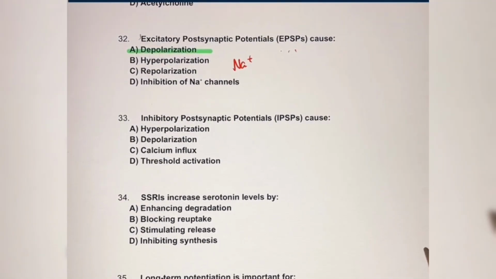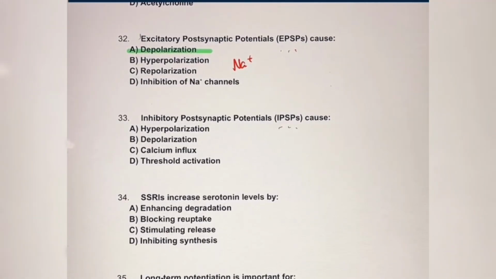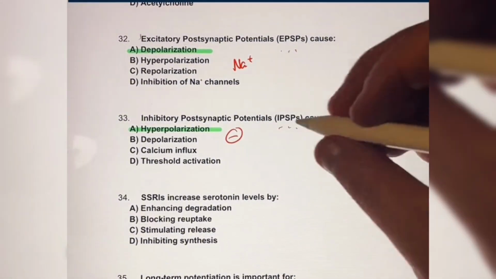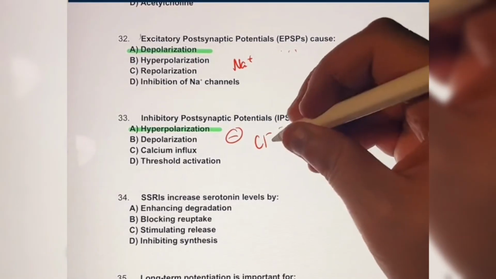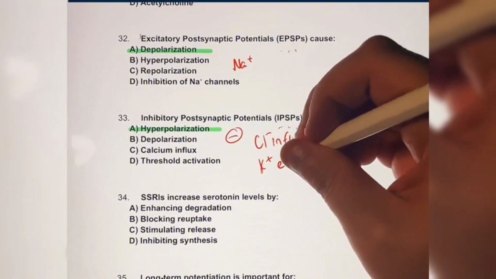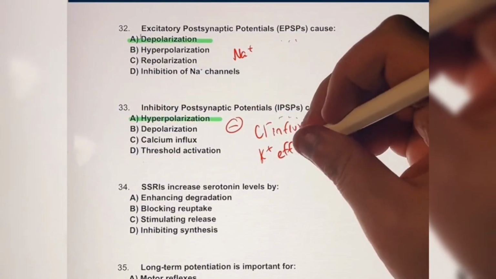Number 33, what about inhibitory postsynaptic potentials, IPSPs? What about that one? You can almost use the last one to help you answer this question. Yep, it is hyperpolarization. IPSPs make the cell more negative. That can be with the influx of chloride, or the efflux of potassium.